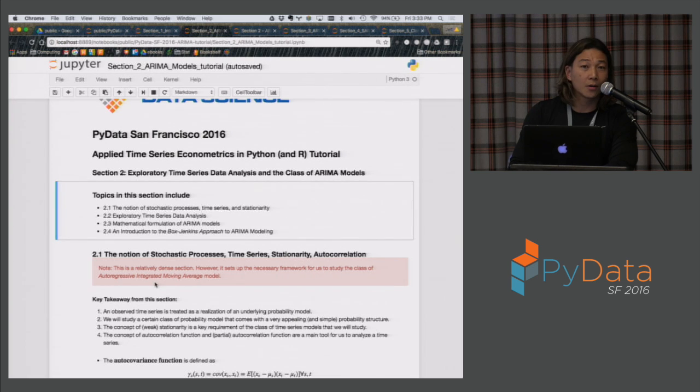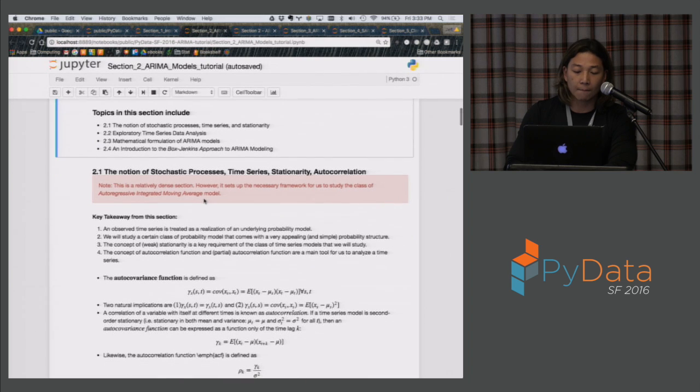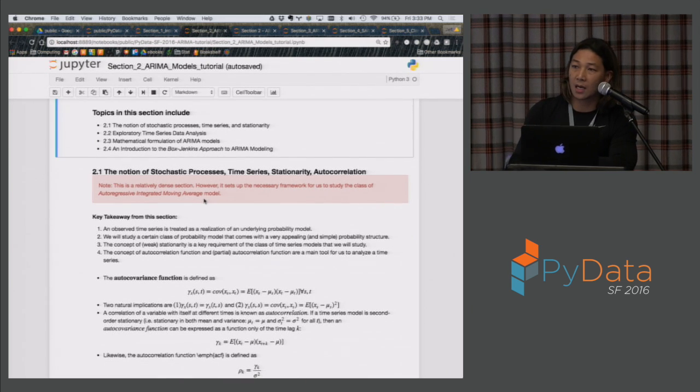Now, the one that you have, I only include some of the takeaways, at least for this tutorial. Later on, I'll give you the one that I am going to show you right now. In order to study the class of autoregressive integrated moving average models, we need some terminology. We need to understand what a stochastic process is, what exactly we mean by time series, and some notion of stationarity and autocorrelation.